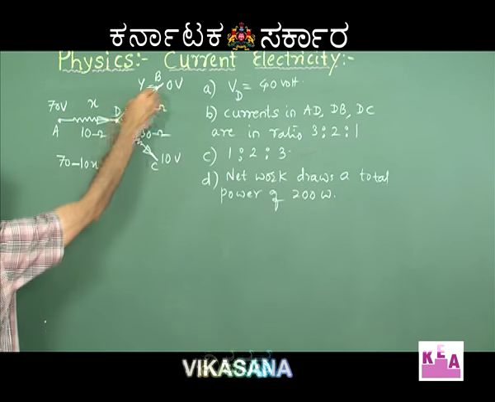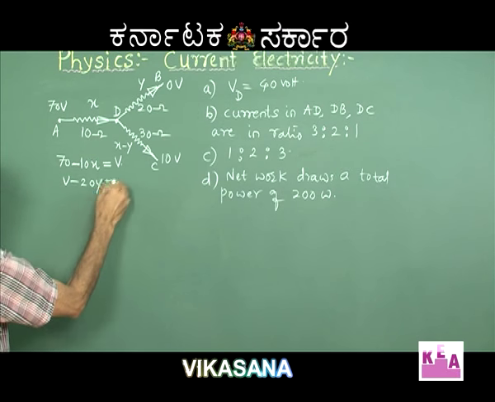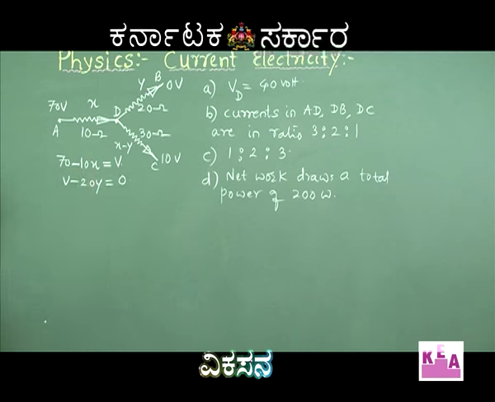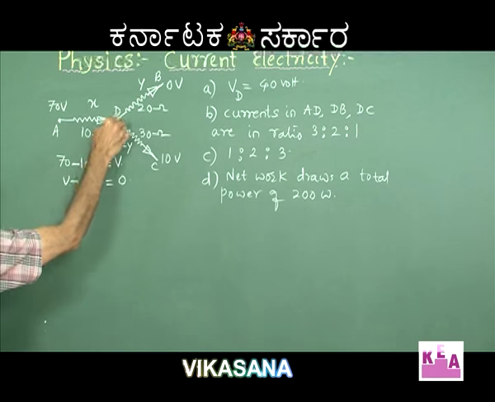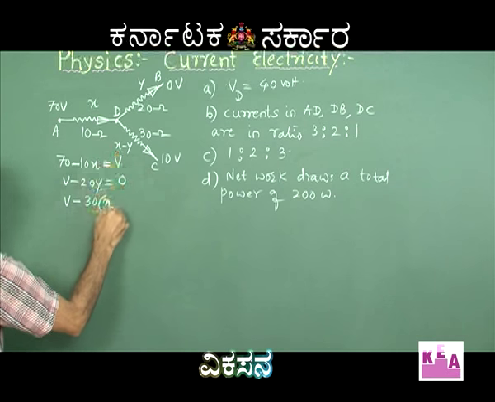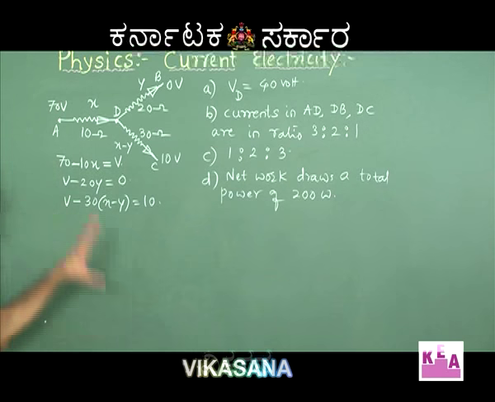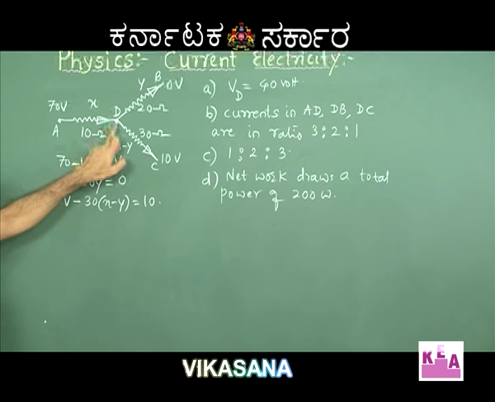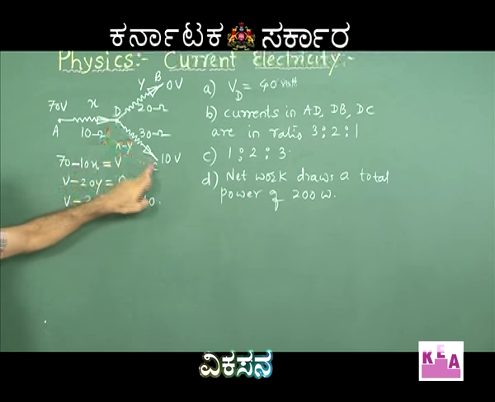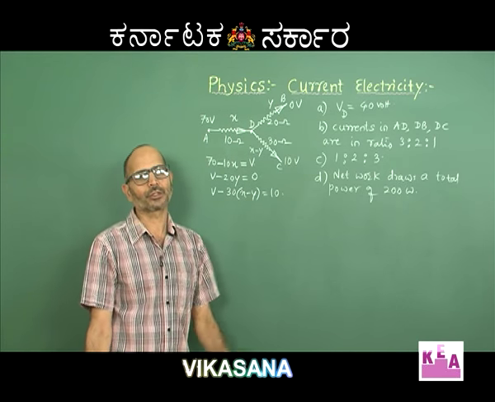Now, I will move from V to this point. So, V minus 20y equal to 0. See, V minus 20y equal to 0, and similarly V minus 30 into x minus y equal to 10. Fine. So, these are the three equations that you got by simply moving from A to the point D, D to the point 0 volts and D to the point 10 volts, taking into account the potential drops happening in the resistances because of the currents.